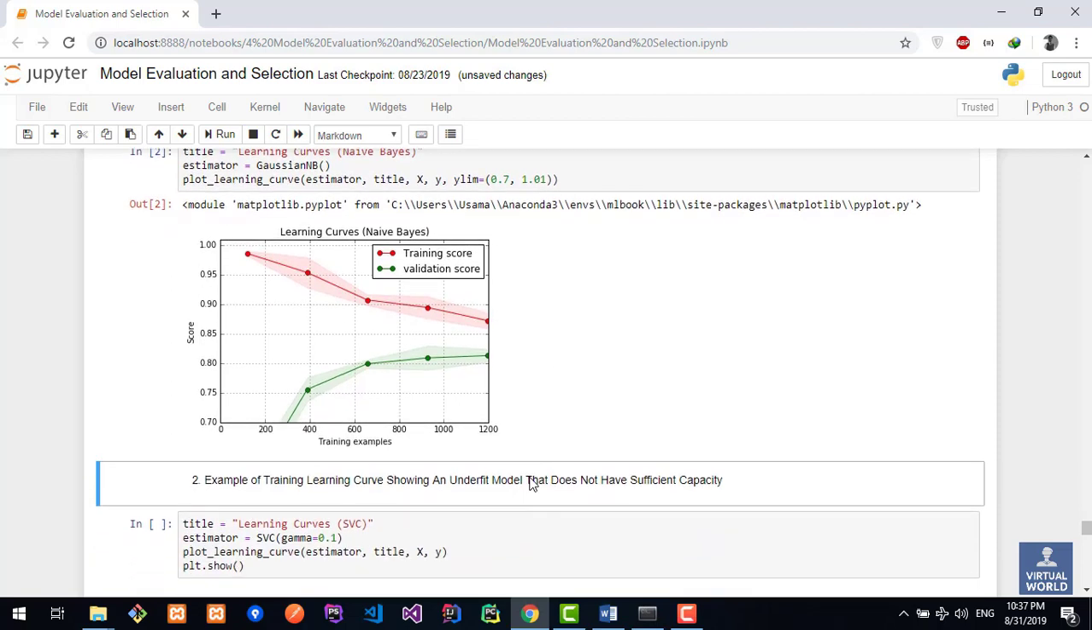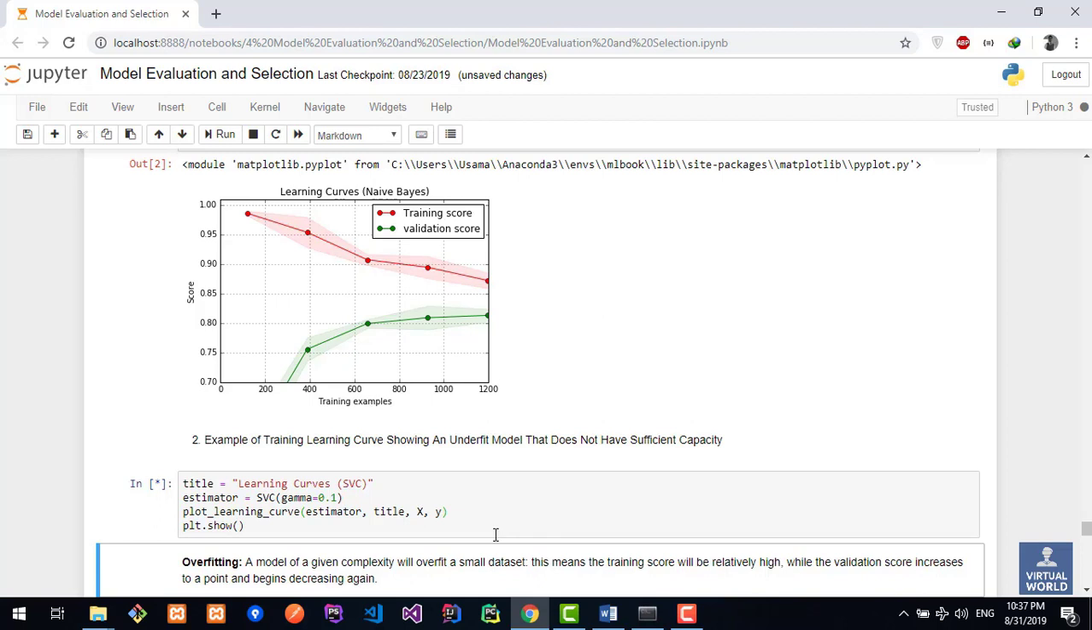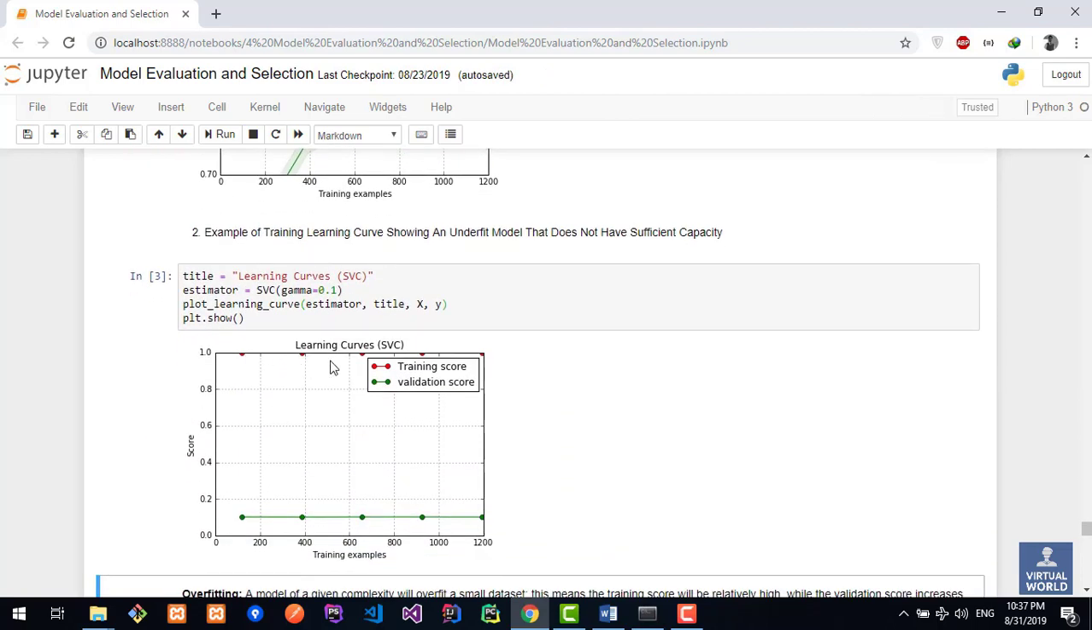Now let's try an SVC classifier on the same data, and let's see the learning curves of this model. This is the second possible underfitting curve, where the training curve is at a fixed high score and the validation curve is at a fixed low score. This happens when the model does not have a suitable capacity for the complexity of the dataset. This can be fixed by using a more complex classifier or by changing the parameters of our classifier.